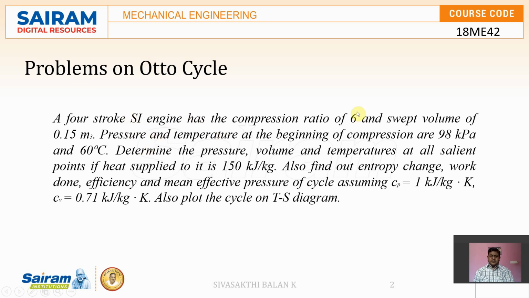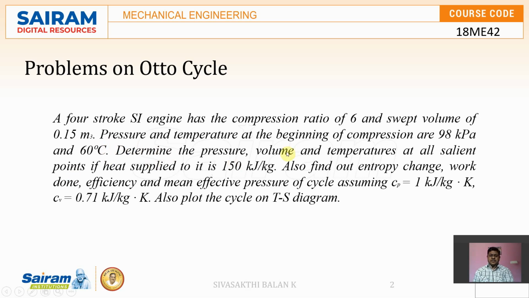with a compression ratio of 6. Compression ratio is nothing but the ratio between the total volume of the cylinder to the initial or clearance volume, and the swept volume is 0.15 meter cube. The pressure and temperature at the beginning of the compression, that is point 1 or state 1, are 98 kilopascal and 600 degrees centigrade.